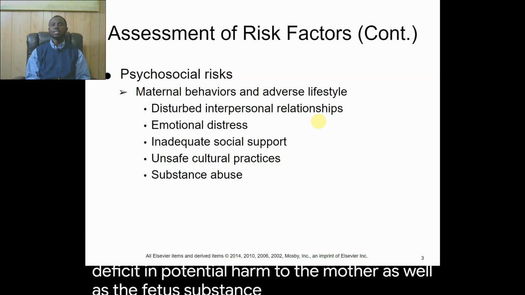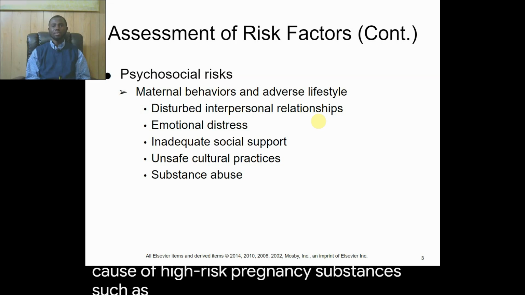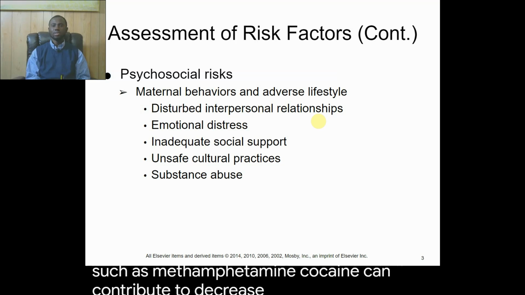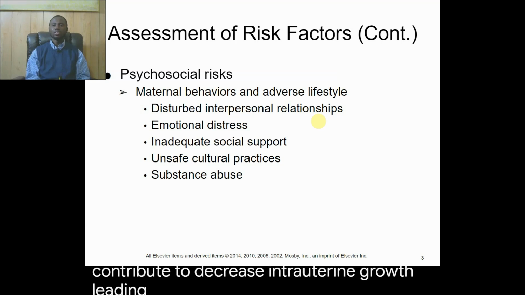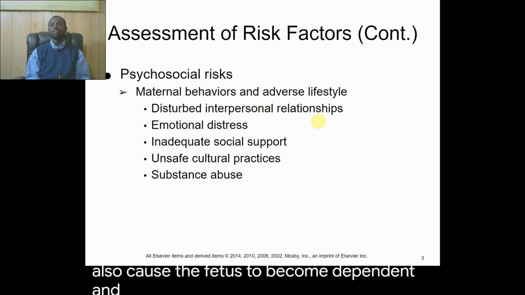Substance abuse is also a major cause of high-risk pregnancy. Substances such as cigarette smoking and use of IV drugs such as methamphetamine and cocaine can contribute to decreased intrauterine growth, leading to low birth weight. Opioid abuse will also cause the fetus to become dependent and have withdrawal syndrome at birth.